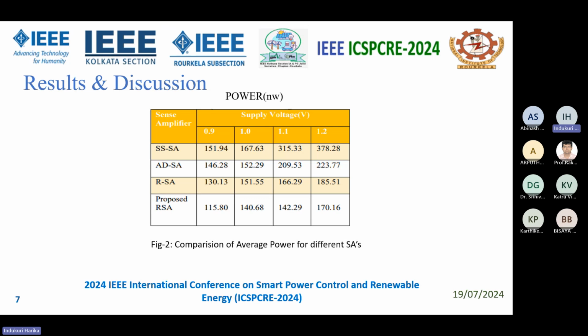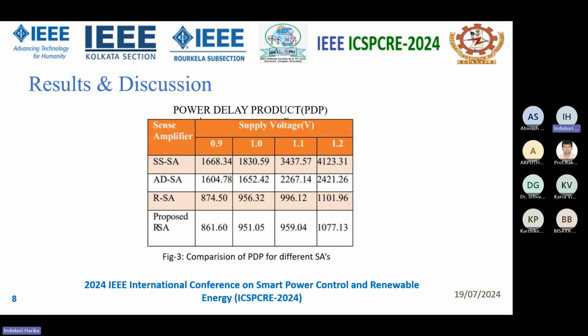To know which sense amplifier is better for further use between the reconfigurable and proposed sense amplifier: as the proposed sense amplifier has more delay and the reconfigurable sense amplifier has more power, we have done the power delay product to know which circuit has the best use. From this, we can conclude that the proposed reconfigurable sense amplifier has a low power delay product when compared to the remaining sense amplifiers.